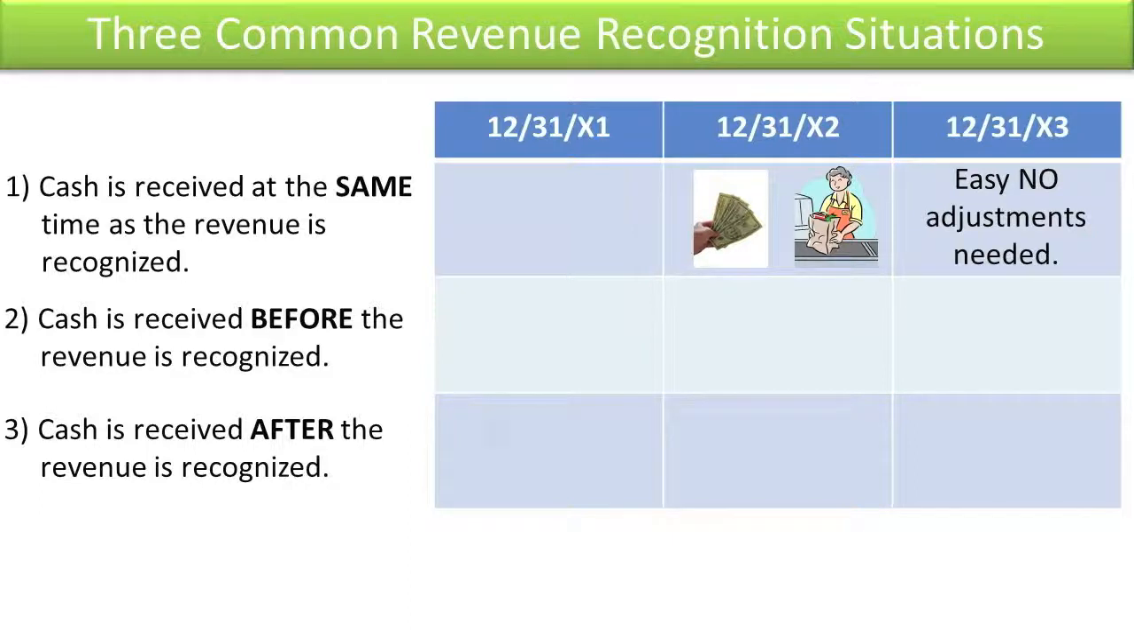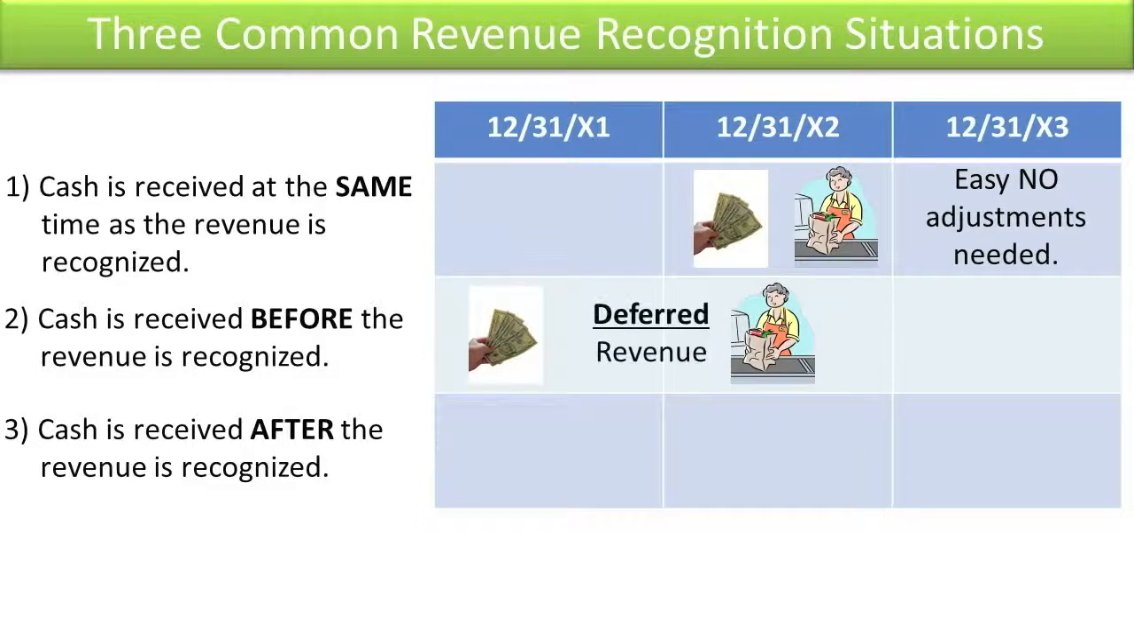Number 2, cash is received before the revenue is recognized. In this case, you'll have to defer the recognition of revenue until it is earned. So even though you receive the cash in X1, you cannot report the revenue on the income statement until X2 when you've earned it. Adjustments will be needed to deal with this deferred revenue at the end of X1.